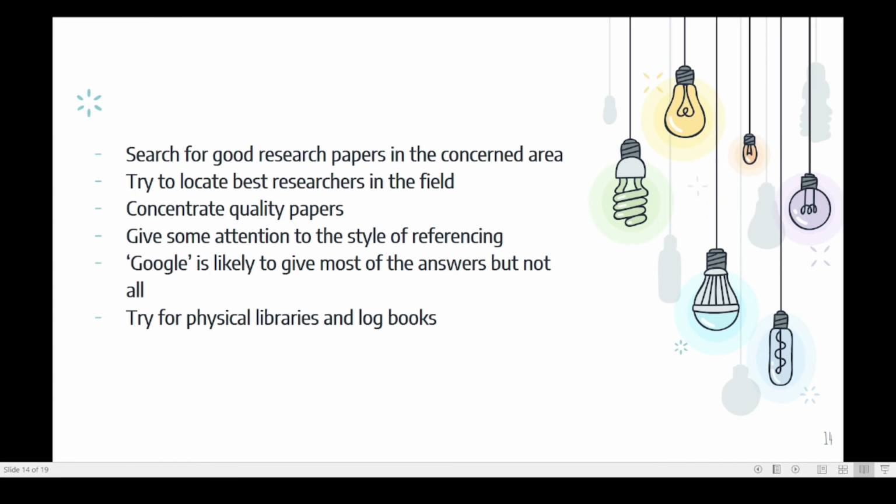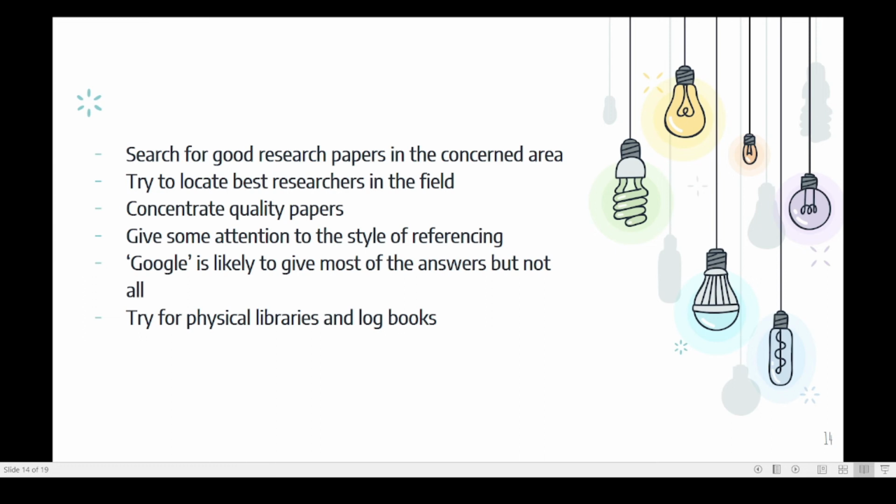Then certain guidelines. Search for good research papers in the connected area. Try to locate the best researchers in the field. This we can do with the help of our own guide or the professors we had come across in our previous studies at the UG level, at the PG level, or maybe even now. Who is the best researcher in the field?